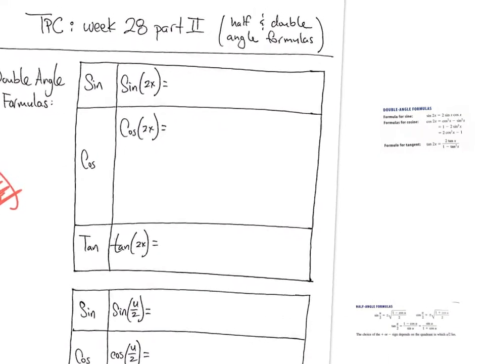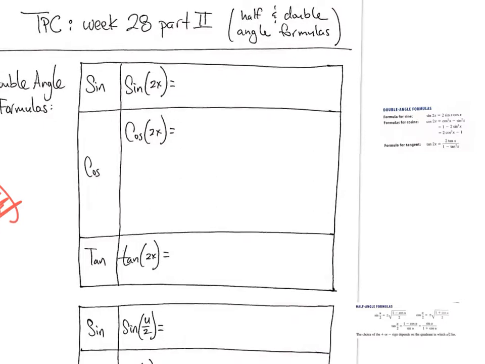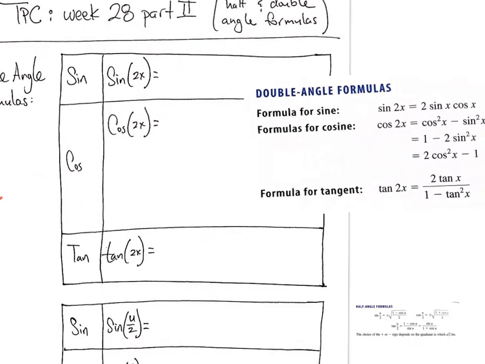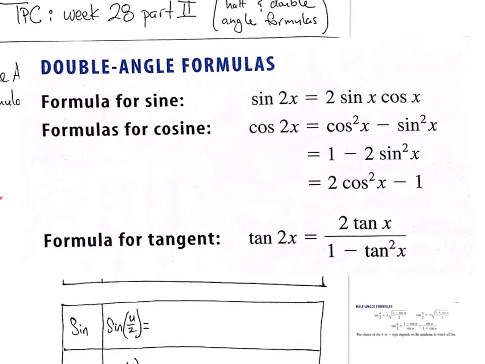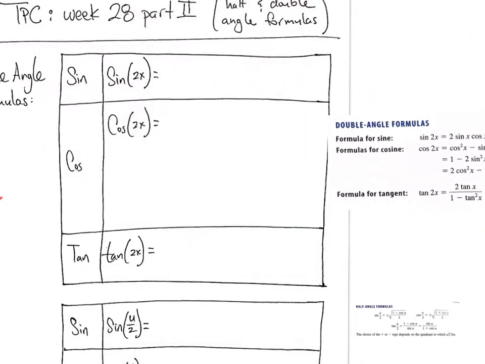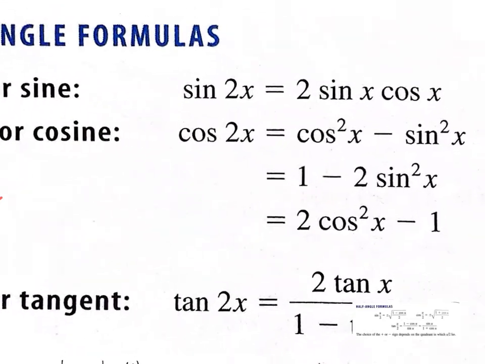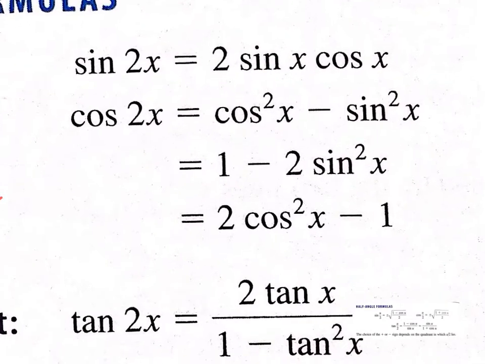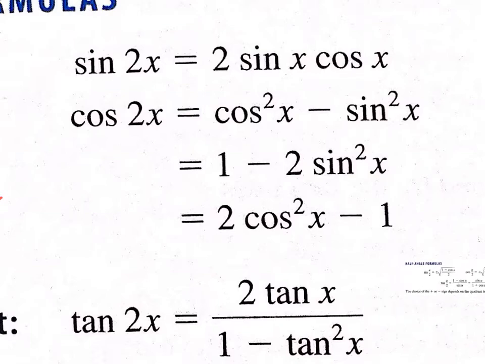And your notes look like this. So the double angle formulas are right here. We got sine, cosine, and tangent. Notice how there's lots of space here for cosine because there's 3 variations. So definitely write those all in. Alright, here they are. So you can pause and write those all in.